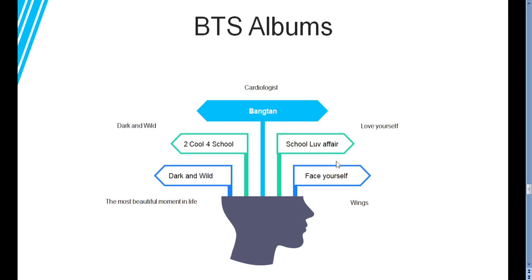Next, what type of albums did the BTS group make? They are Dark and Wild, Too Cool for School, Skool Luv Affair, Love Yourself, Dark and Wild, Face Yourself, Wings, and The Most Beautiful Moment in Life.